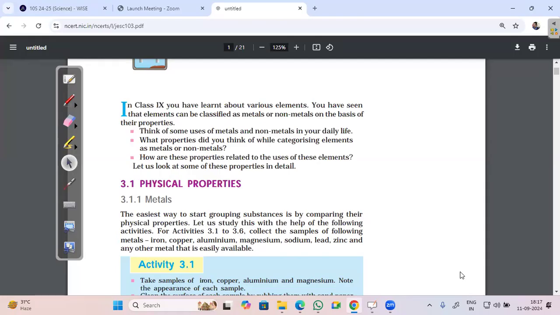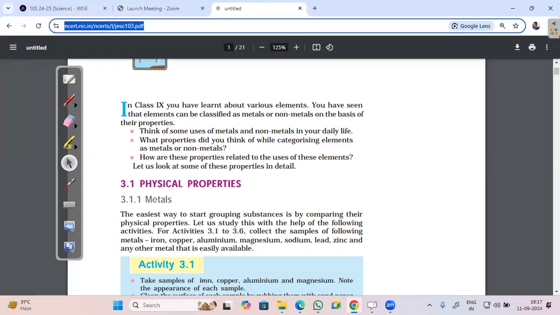So if we look at the physical properties of any substance, the physical properties which we look at, one minute.